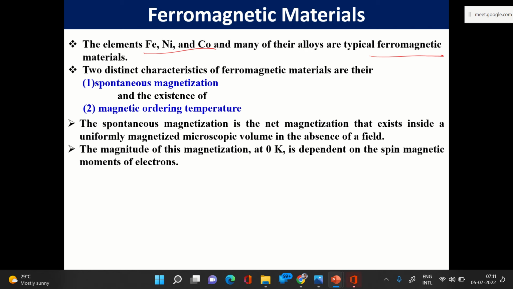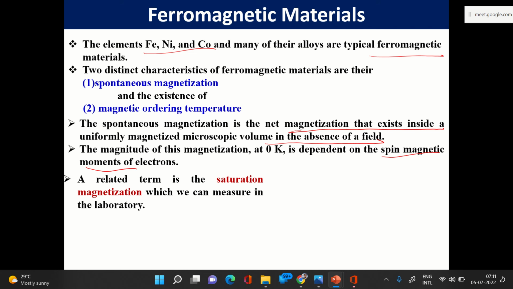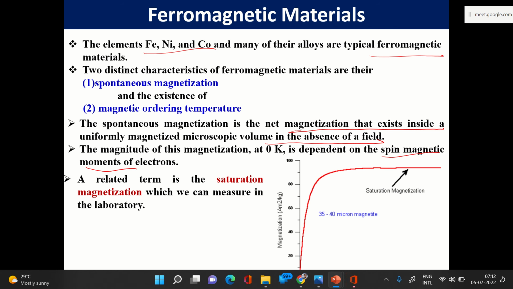Spontaneous magnetization is the magnetization that exists even in the absence of a field in a substance. The magnitude of this magnetization at 0 Kelvin depends on the spin magnetic moment. A related term is saturation magnetization. We already talked about saturation. What is saturation magnetization? The maximum value of magnetization that can be achieved in a system is the saturation magnetization.